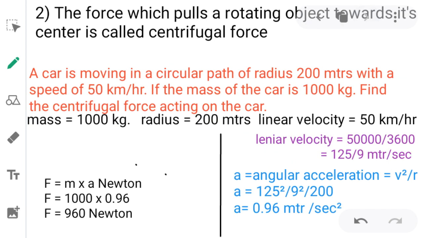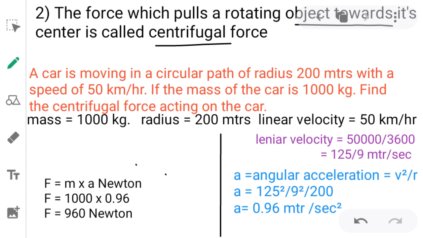So let's take one more example of finding the centrifugal force. What is centrifugal force? The force which pulls the rotating object towards its center is called a centrifugal force. Let's take one simple example of finding the centrifugal force.